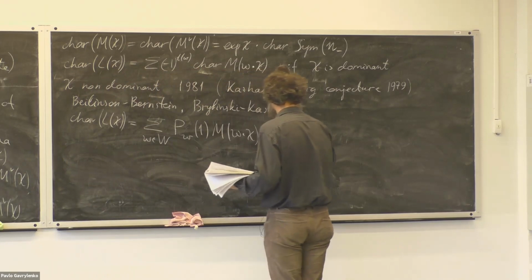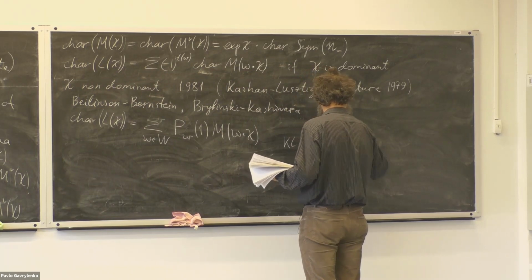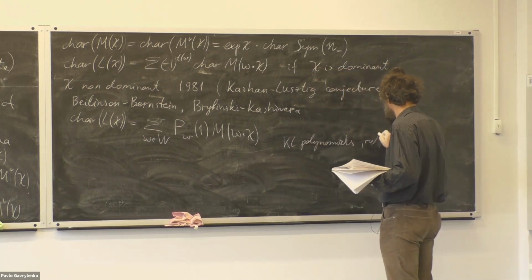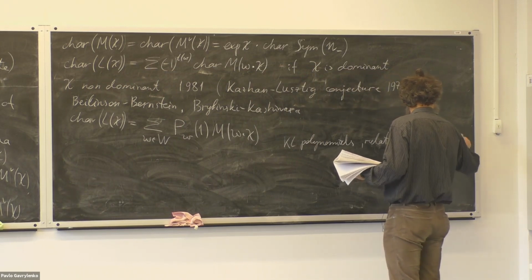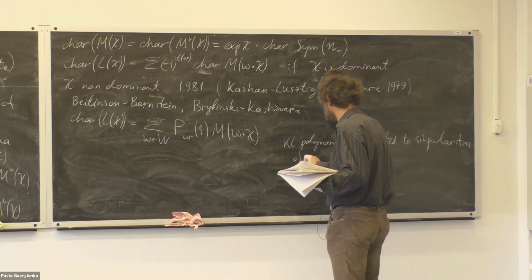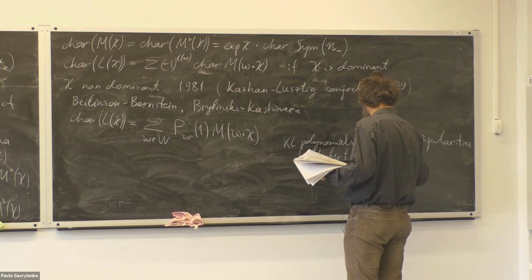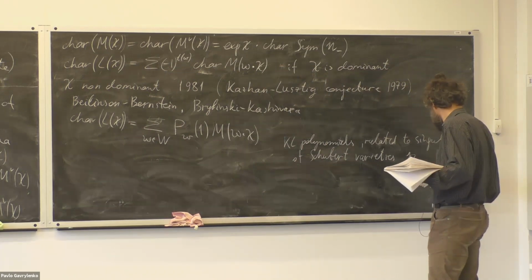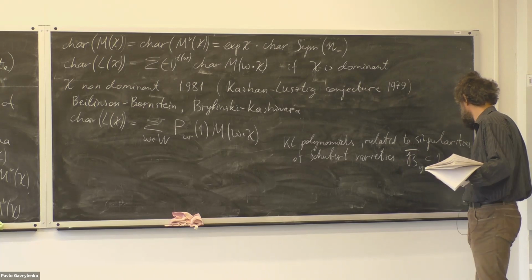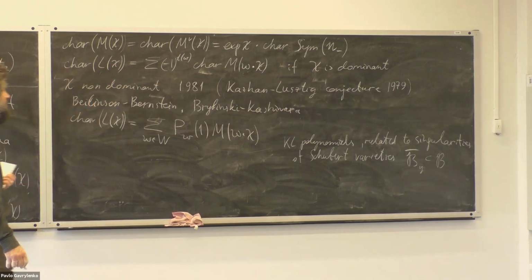And these are so-called Kazhdan-Lusztig polynomials. So they are related to singularities of Schubert varieties B, double B, whatever, Y in the flag variety. Okay, and exactly the same thing happens here.